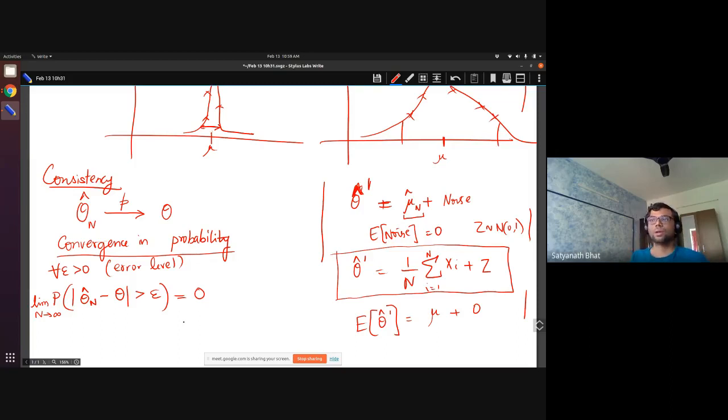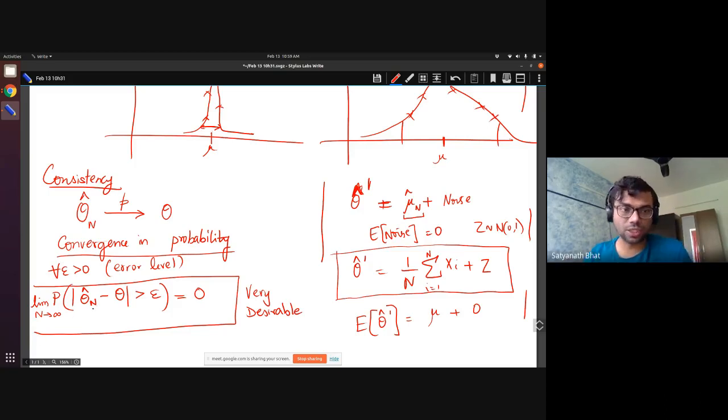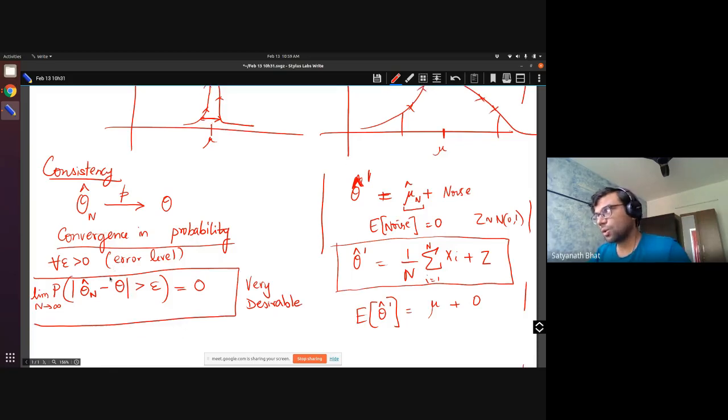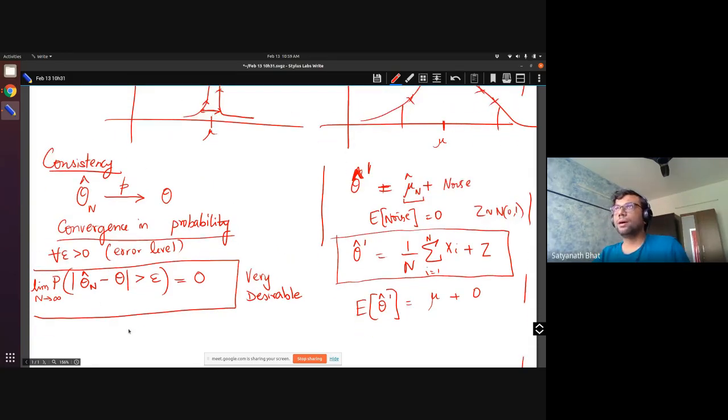So you want this for any error level, no matter how small the error you choose. If you take a sufficiently large number of samples, you want your estimator to converge to the actual value that you are seeking to learn. This is a very desirable property in learning, because you want to be able to approach the true theta. This is what is meant by consistency. So the idea is to use an unbiased estimator which is also consistent, with least variance.